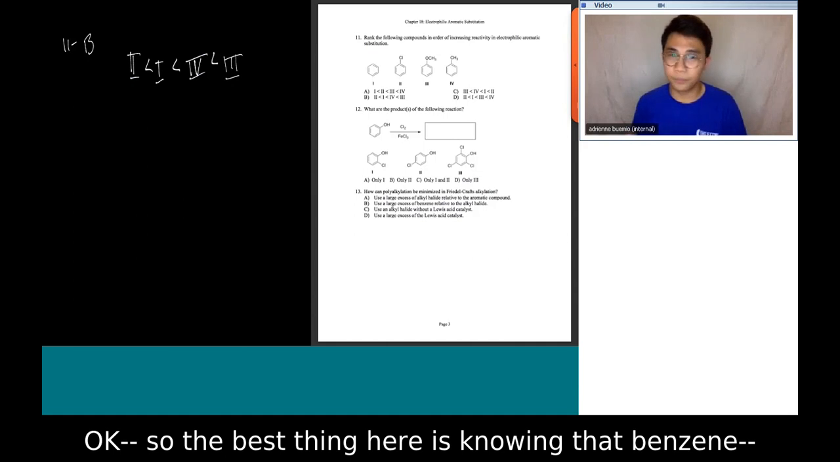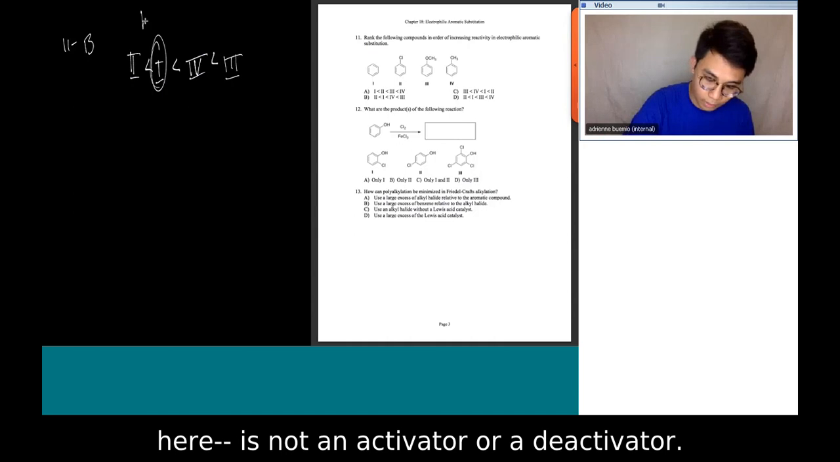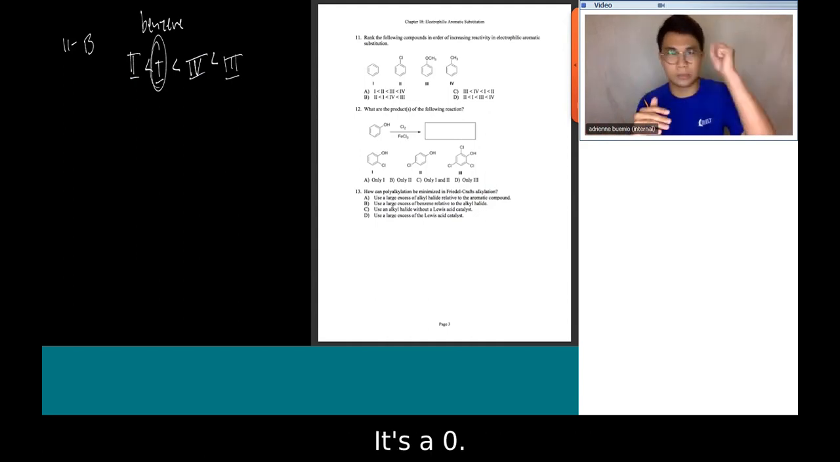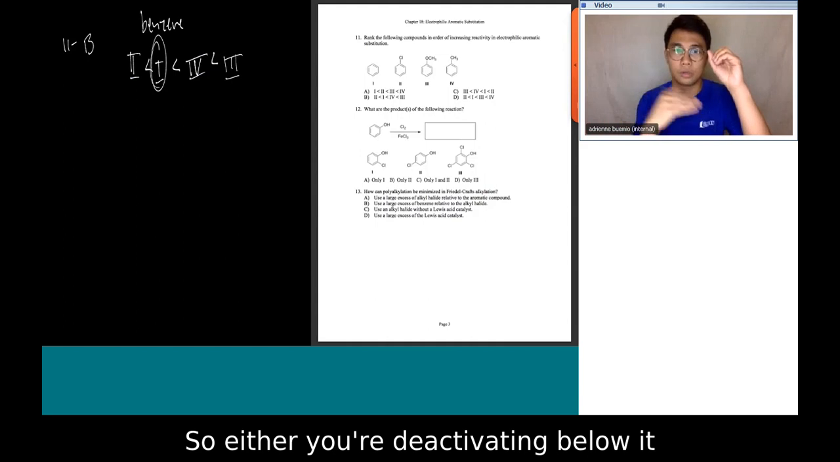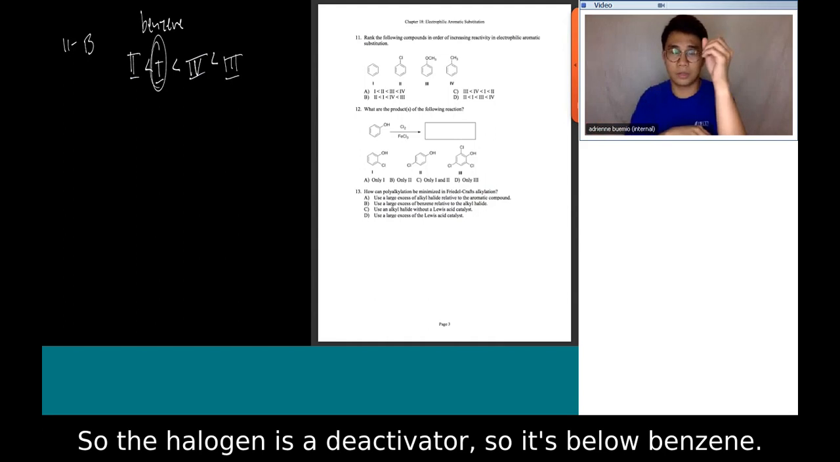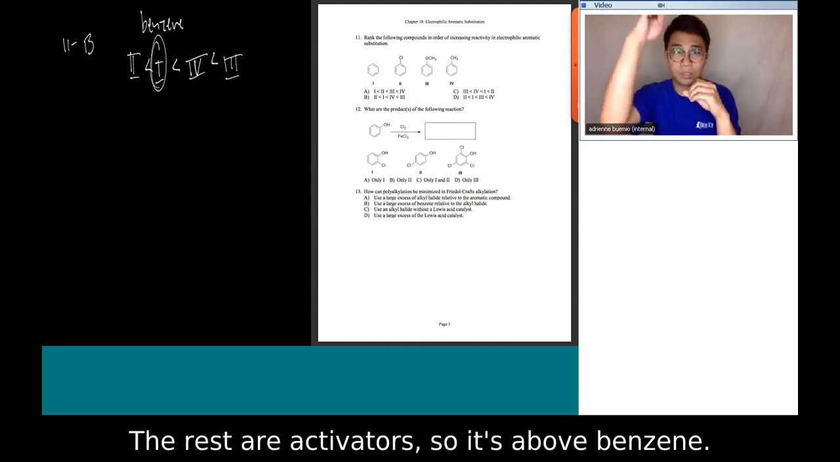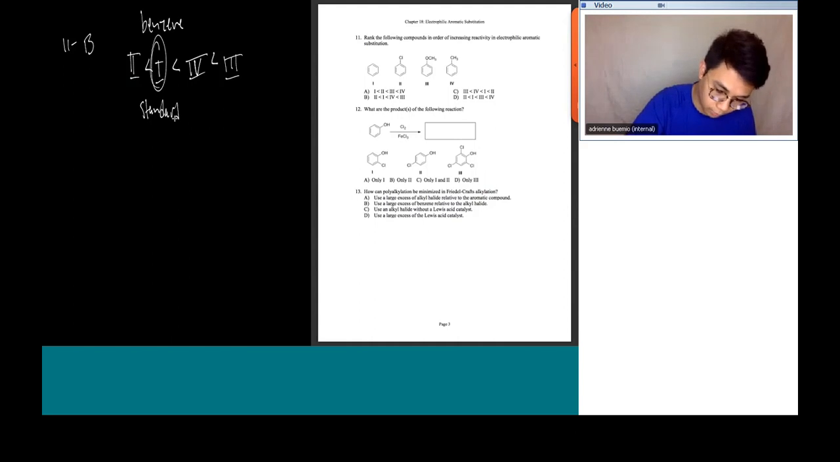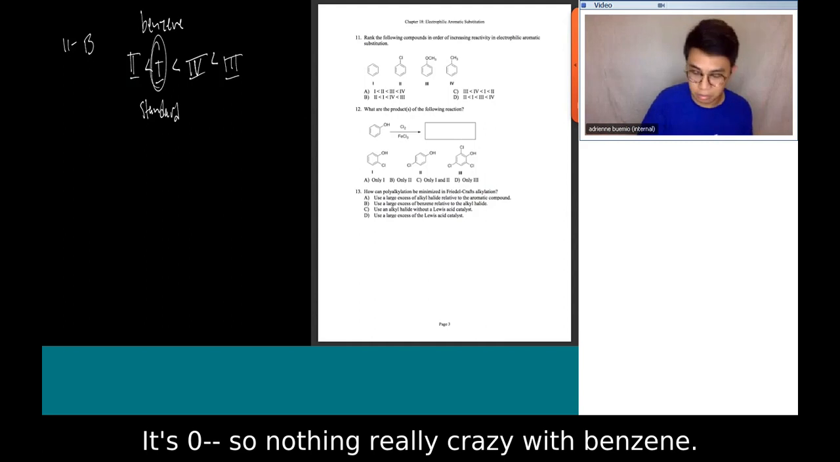The best thing here is knowing that benzene is not an activator or deactivator. So I like to call it just the standard. It's a 0. It's nothing. So either you're deactivating below it or activating above it, right? The halogen is a deactivator, so it's below benzene. The rest are activators, so they're above benzene. So I like to call benzene the standard, like it doesn't do anything, it's 0. So nothing really crazy with benzene.